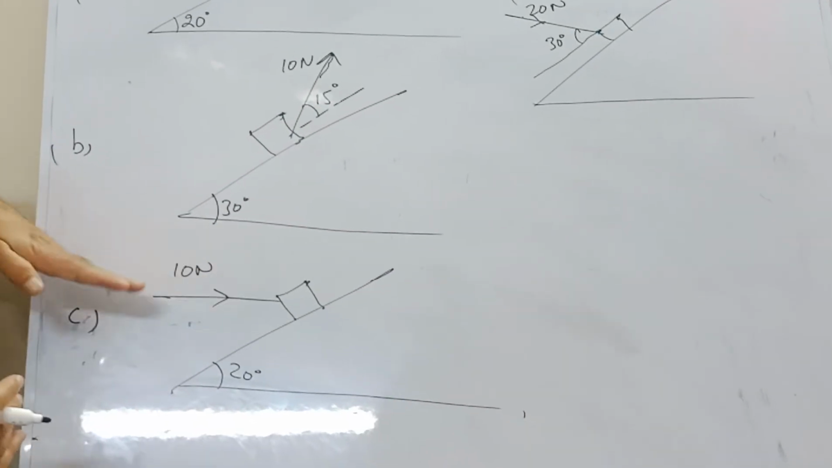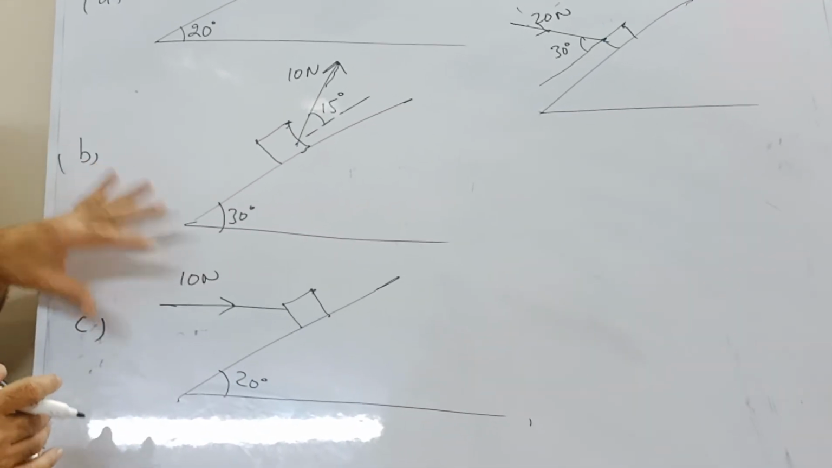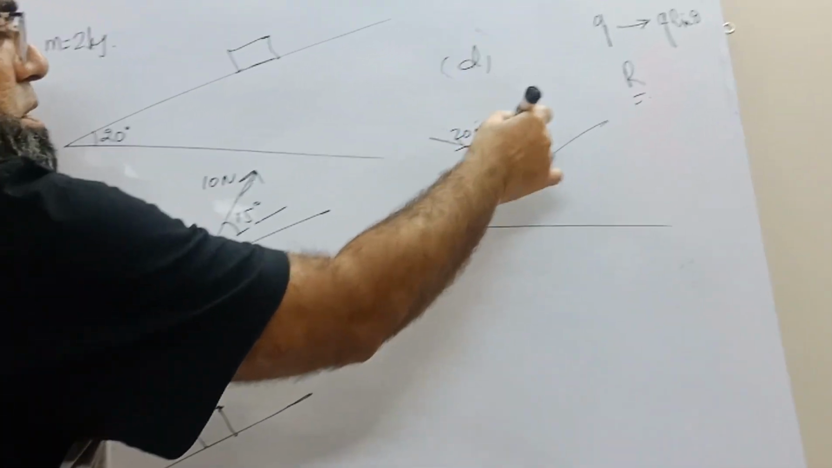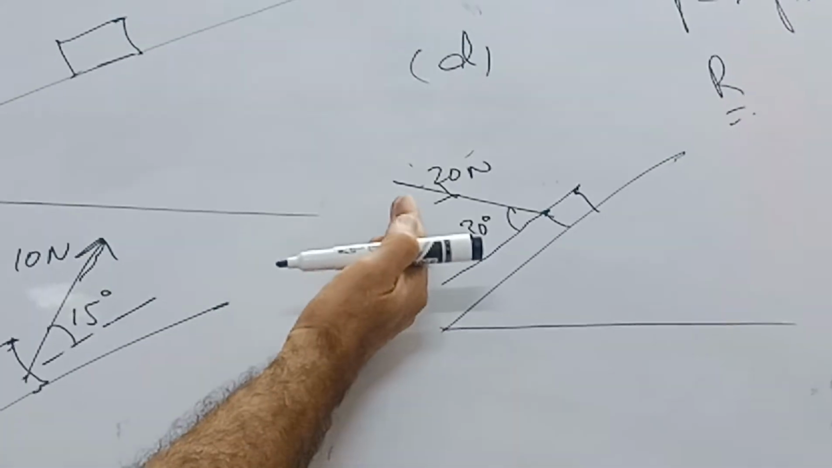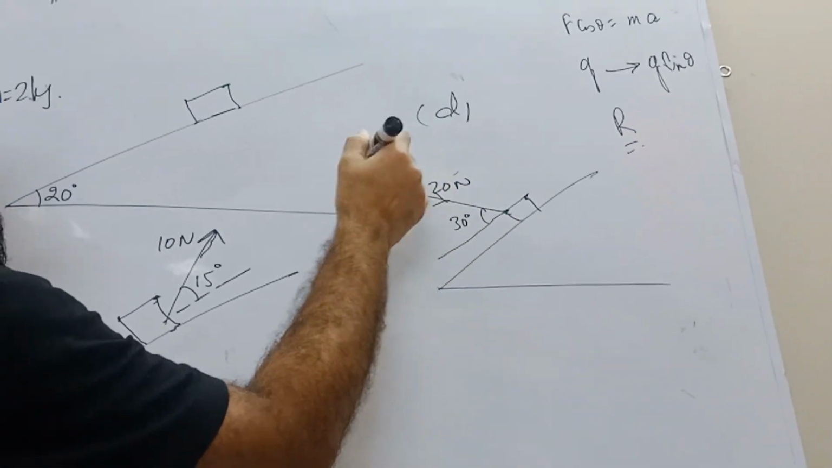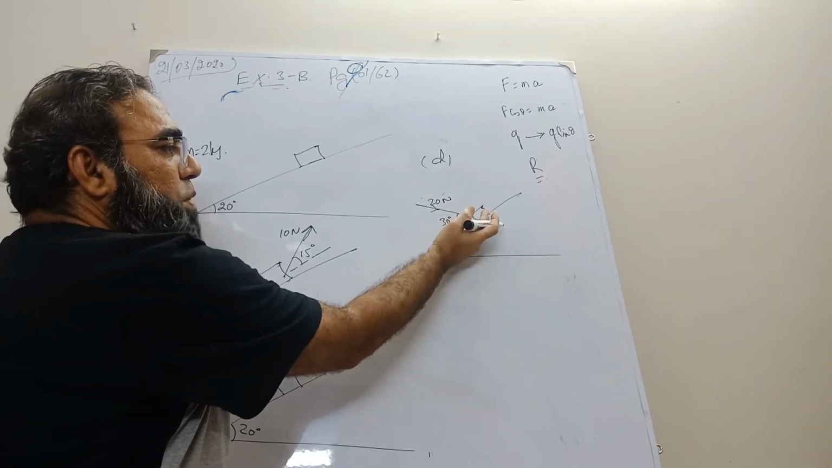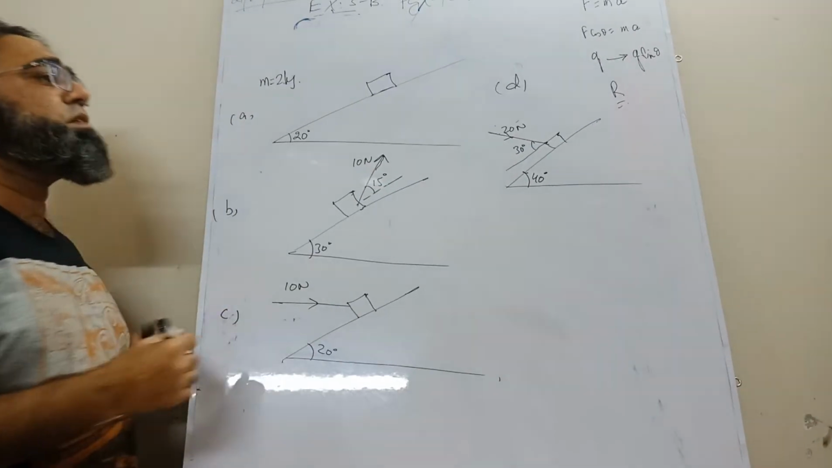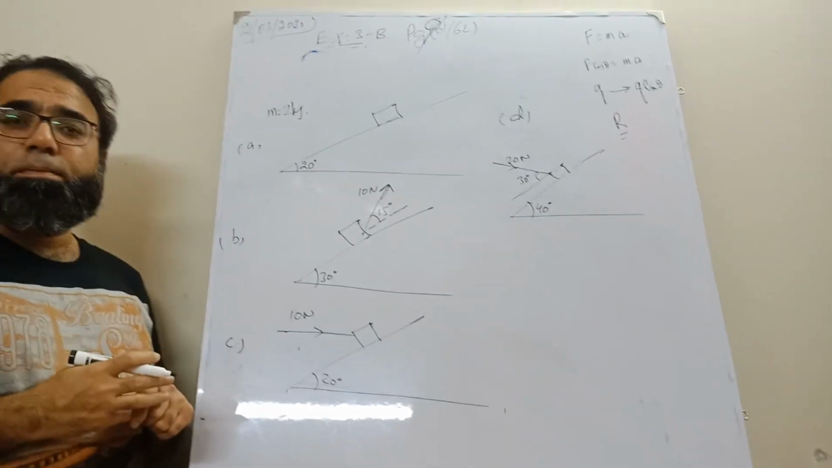We are pushing through this horizontal force, okay, and you have to tell how much R is in this case. And here we are again pushing this, but this is not a horizontal, parallel force. This is basically inclined at an angle of 30 degrees from this plane, and let's say this angle is 40 degrees. So please try to find out the R, okay.